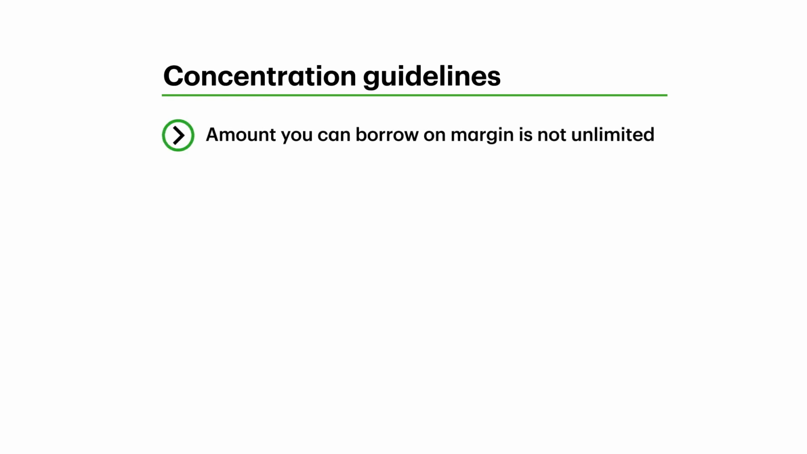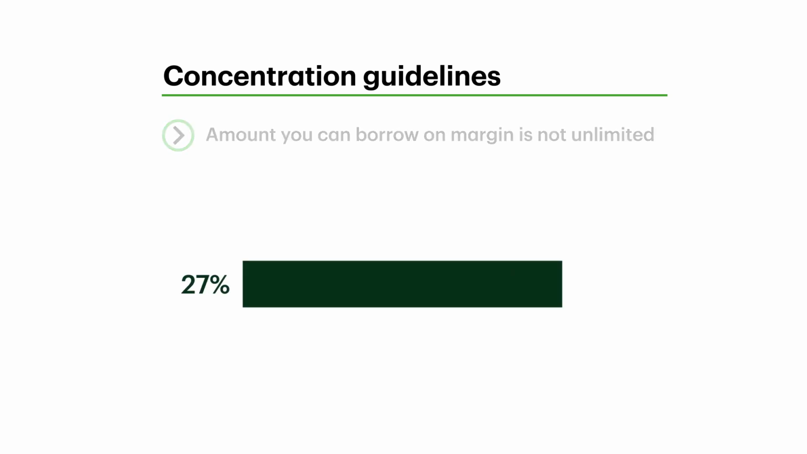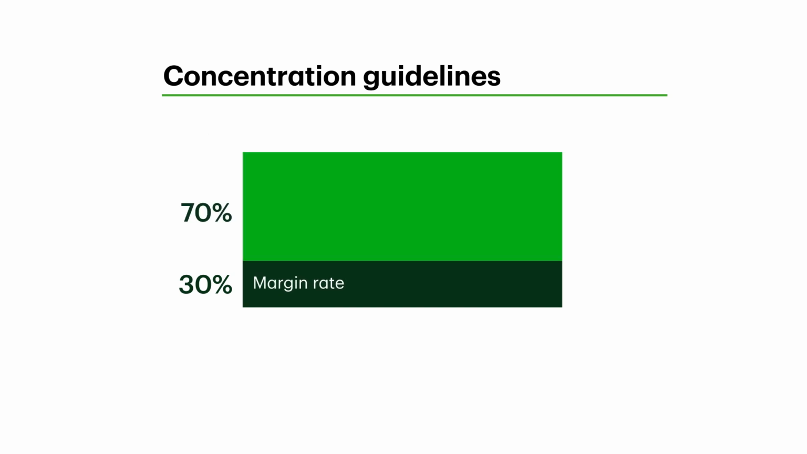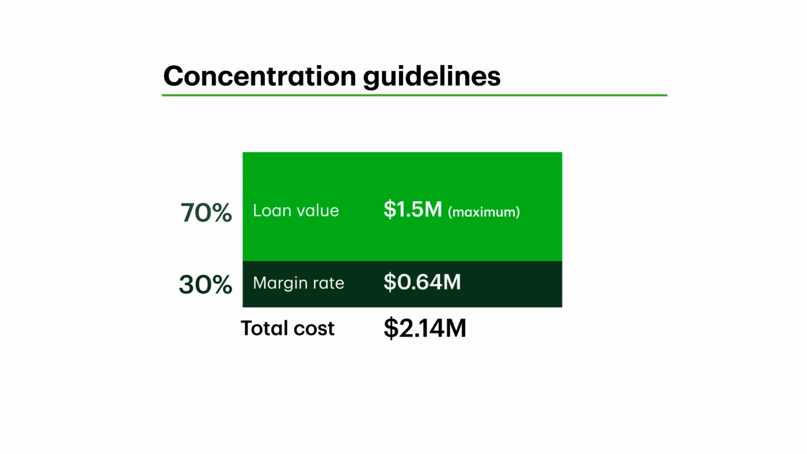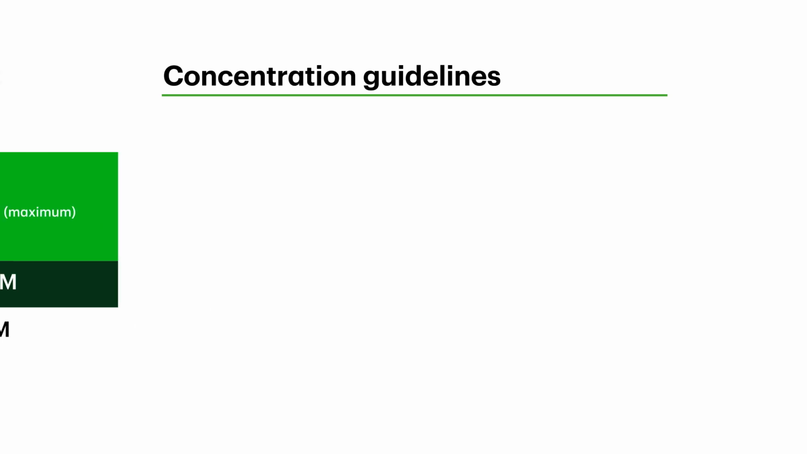You should know that the amount you can borrow on margin is not unlimited. In fact, there are maximum caps you can borrow for specific investments. For example, a stock with a 30% margin rate has a $1.5 million maximum loan value. This means that the most TD Direct Investing can lend is $1.5 million. This is the equivalent of buying $2.14 million of stock and receiving a loan of $1.5 million at 70%.